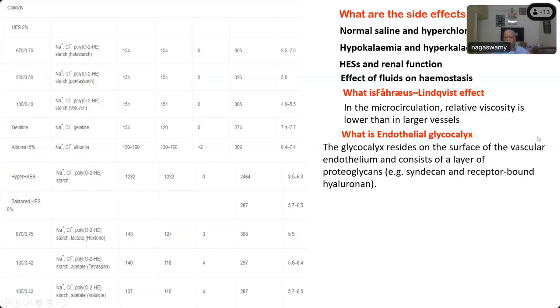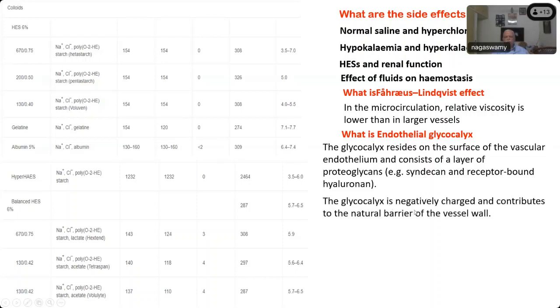Okay. Earlier we were thinking that the endothelium is the first layer, then there is a media, then there is an outer layer. The media contains the smooth muscles. But nowadays they have found that there is a layer above the vascular endothelial layer projecting into the lumen, which is made up of substances called proteoglycans, which are syndecan and receptor-bound hyaluronan. These are the components that make this.